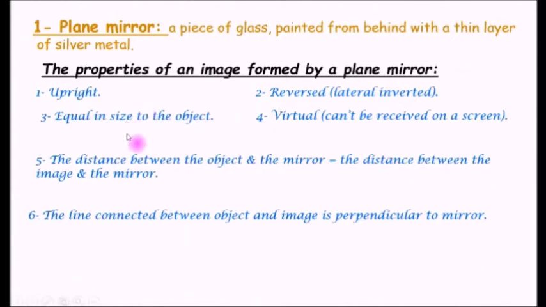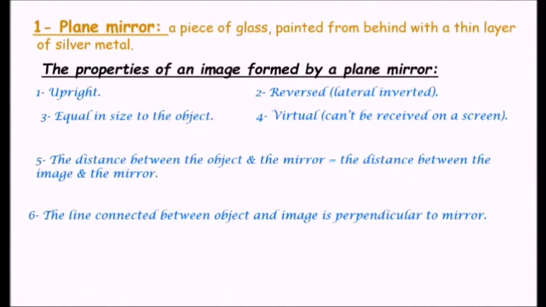Number 3, equal in size to the object. So the length of your body is the same as the length of your image in the mirror. Number 4, virtual, it means not real or can't be received on a screen.